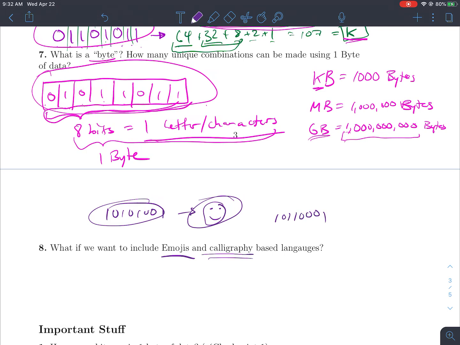So ASCII has evolved to another system as language has progressed called UTF. And let me just look this up real quick. UTF stands for Unicode Transformation Format. And UTF-8 is the most popular version of this. And it's another tool that takes a collection of bits and turns those into letters.